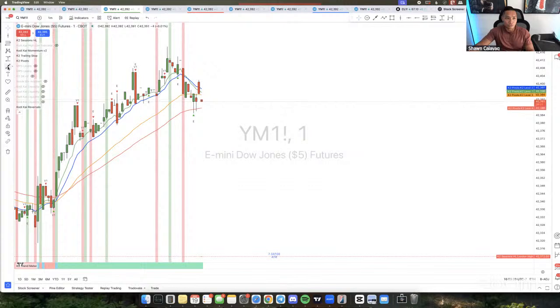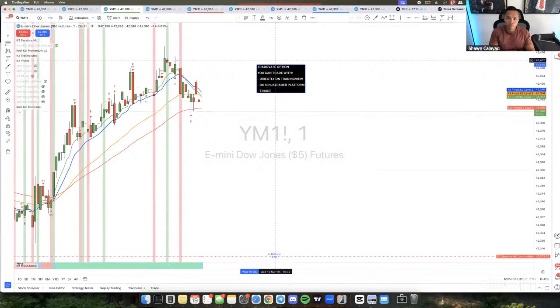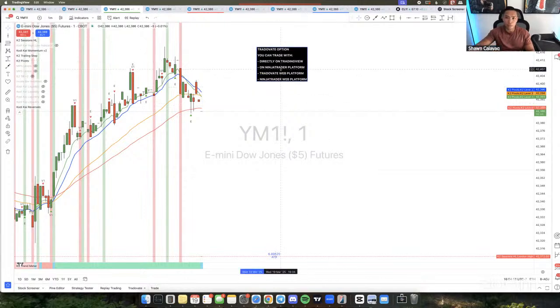So let me just show you here. If you trade on Trade, you can trade directly on TradingView, on the NinjaTrader platform, the Trade web platform, and the NinjaTrader web platform. So you have a lot more options when you trade with Trade. I personally use this option.